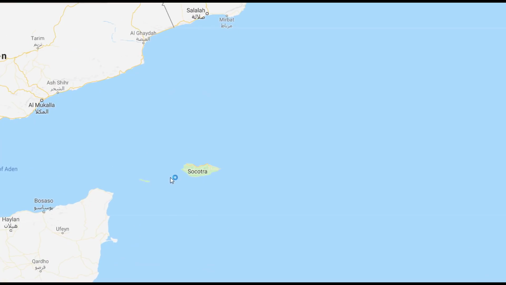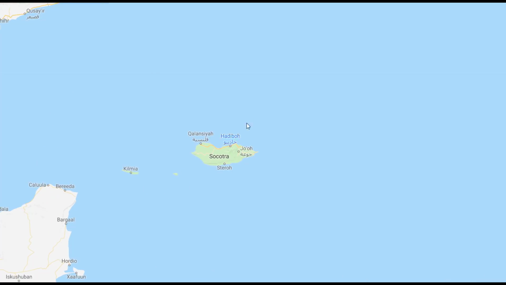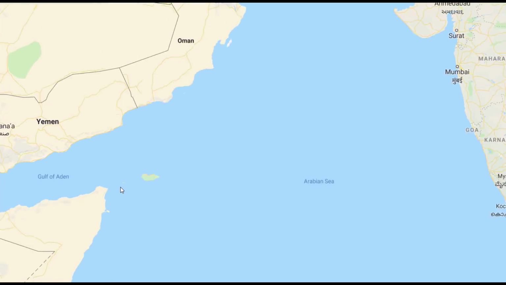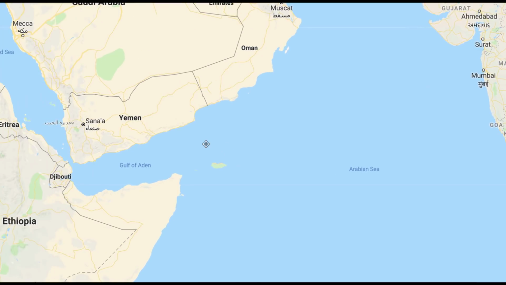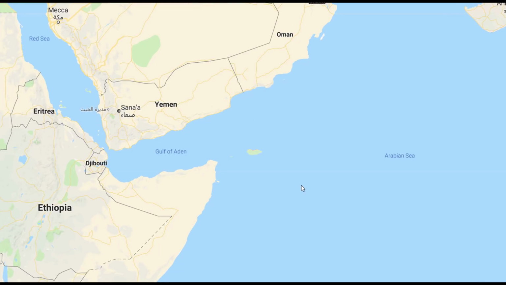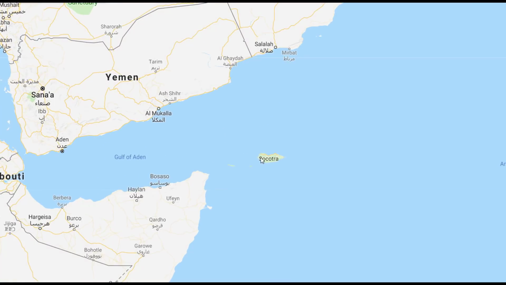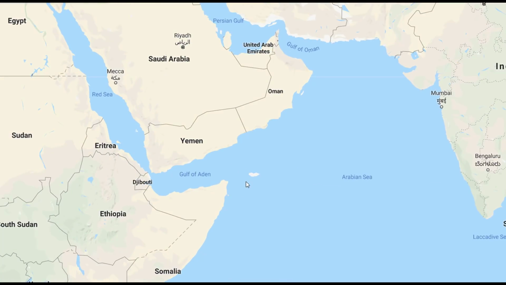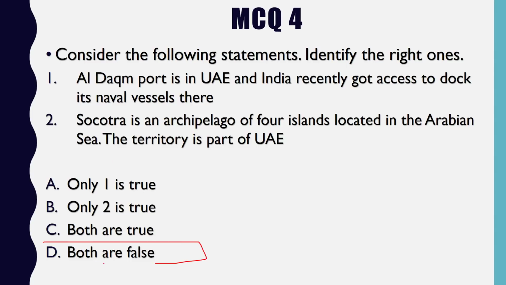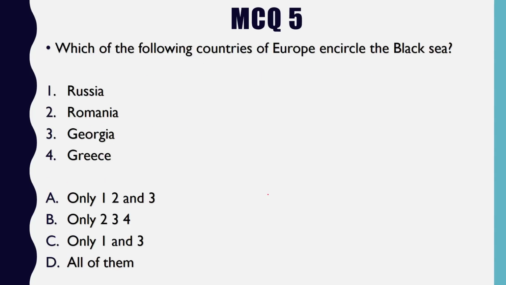Now have a look at the second statement. Socotra, this chain of islands, is it part of UAE? Apparently it isn't, but it isn't a part of Oman either. It is part of Yemen. Alright, it certainly does belong in the Arabian Sea, and it is a chain of islands, but it is a part of Yemen. So both of our statements are incorrect. So our answer here is D. Both the statements are incorrect.